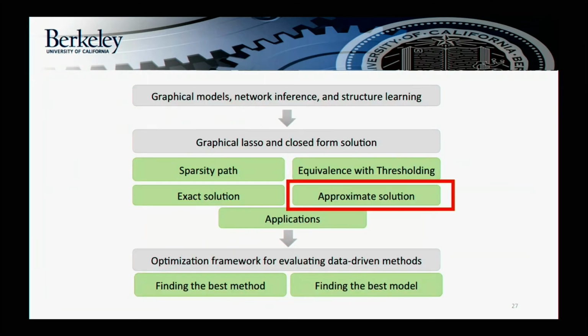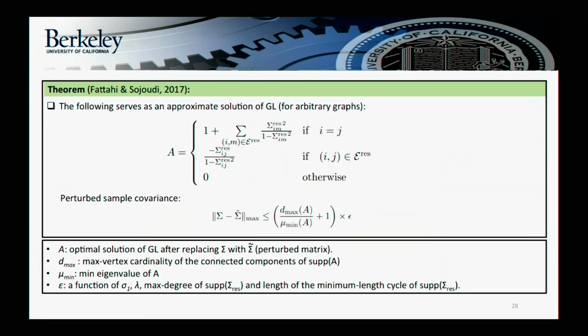Okay, so that was about the exact solution, the optimal solution of graphical lasso. But now let's talk about the approximate solution. The same formula that we've given in the previous slide serves as an approximate solution for graphical lasso for arbitrary graphs. The previous one was exact, and the graph we were looking for was acyclic, but in this scenario, for arbitrary graphs, this serves as an approximate solution.